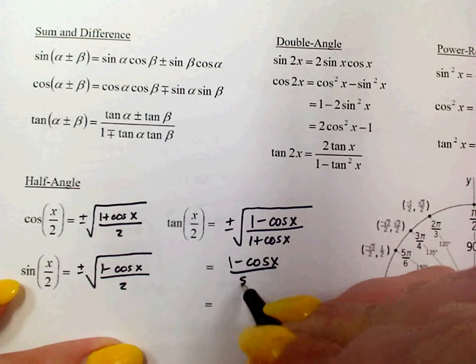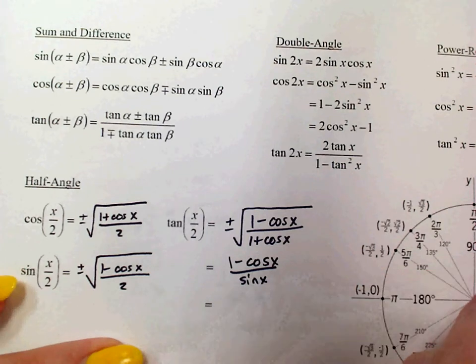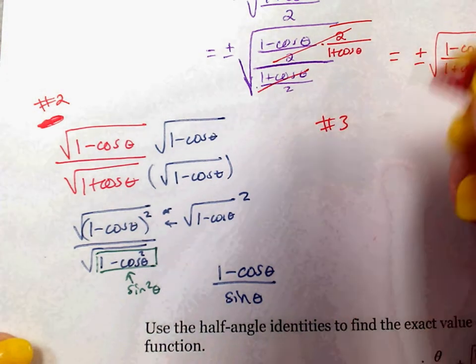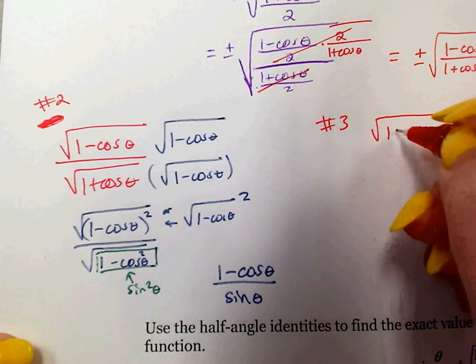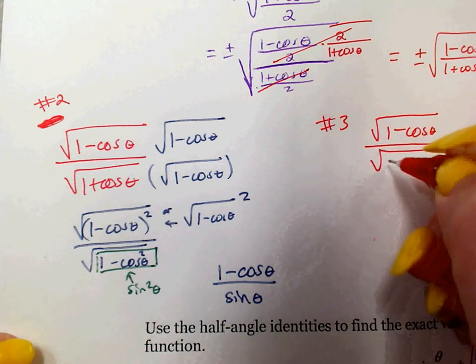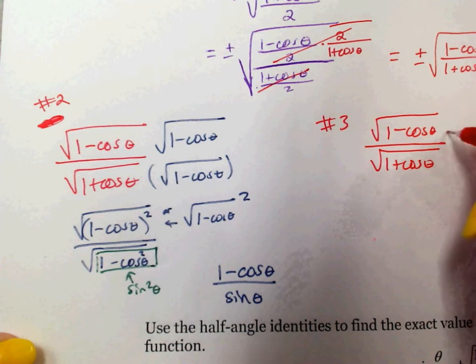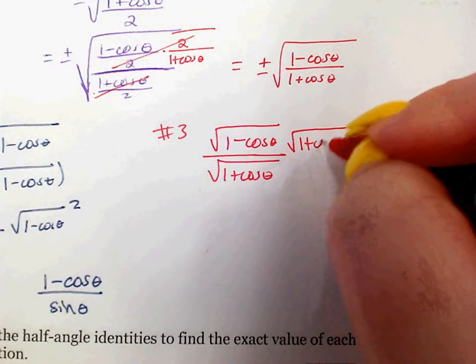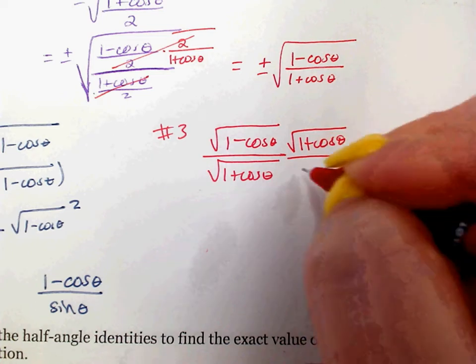And then the third option, same thing as what we did before, only we're going to multiply by the conjugate of the numerator. So it kind of just flips it around. Square root of 1 plus cosine theta. So if I multiply top and bottom by the conjugate of the numerator, 1 plus cosine theta, 1 plus cosine theta.